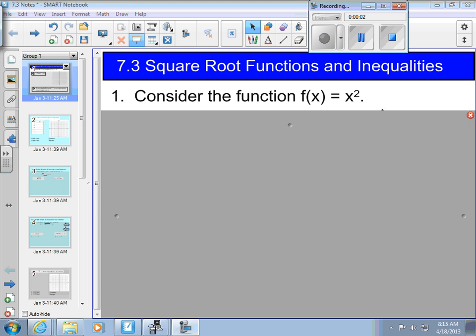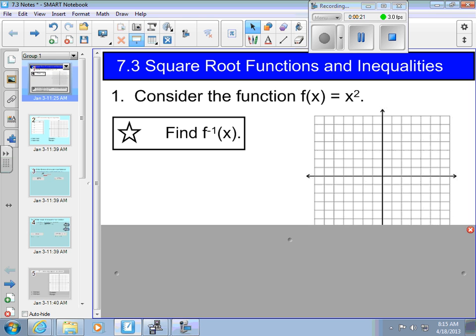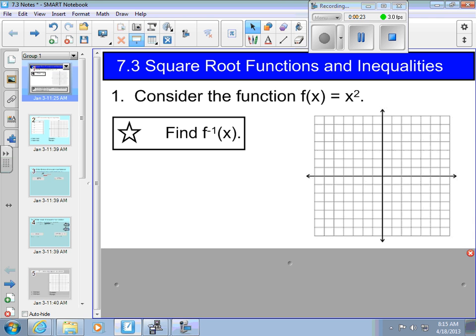We've been looking at functions this chapter. Today we're going to be looking at square root functions and square root inequalities. The first one we're going to look at is the function x squared. And we've looked at this type of function first when we talked about quadratics. This is a quadratic. When we graph it, which we will do in a little bit, we should get a parabola. What we're going to do first though is find the inverse.